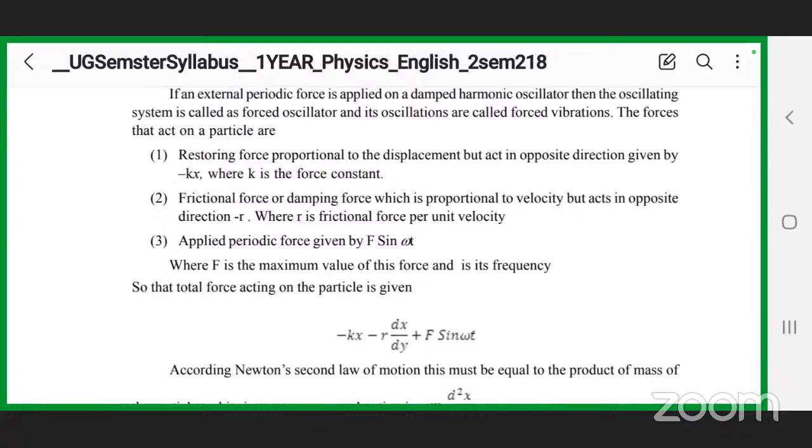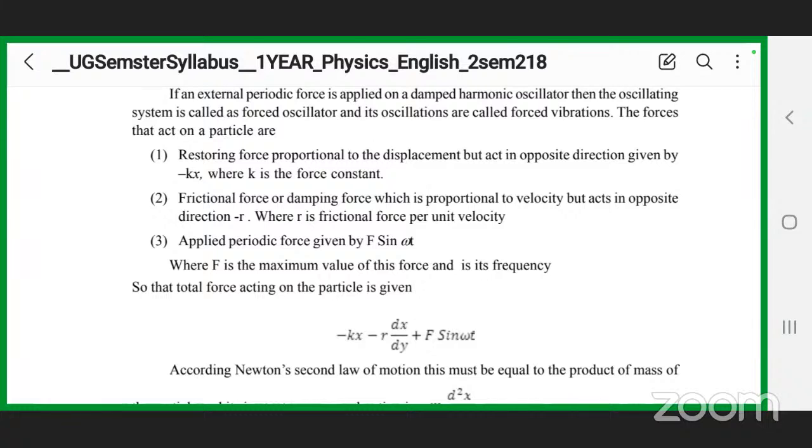The applied periodic force you can write as F sine omega t. It is a sine wave: 0 to pi, pi to 2 pi, so 0 to 2 pi, and again 2 pi to 4 pi, repeatedly. That's why a periodic force is represented like a sine wave, and we consider it as F sine omega t.